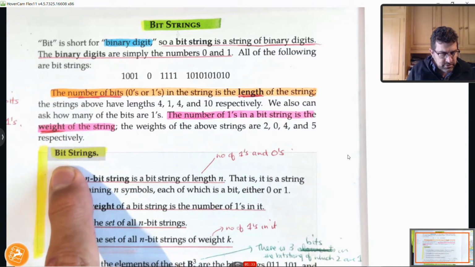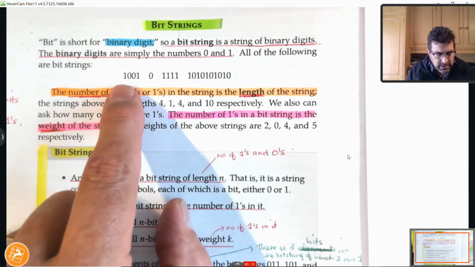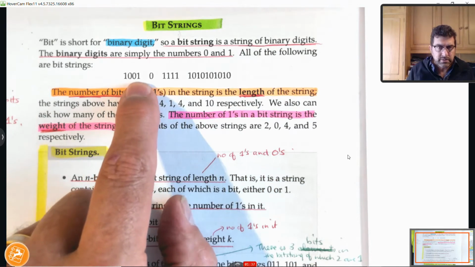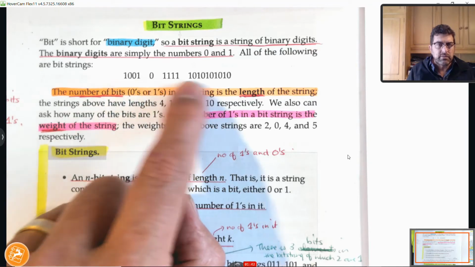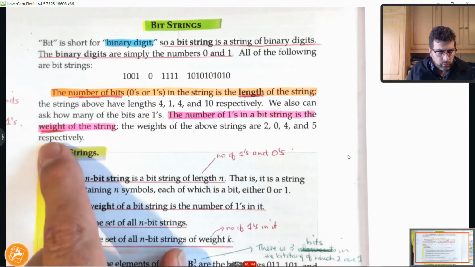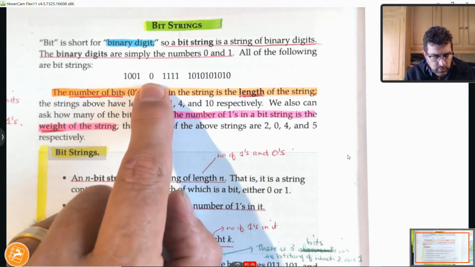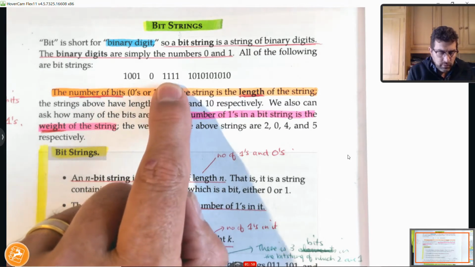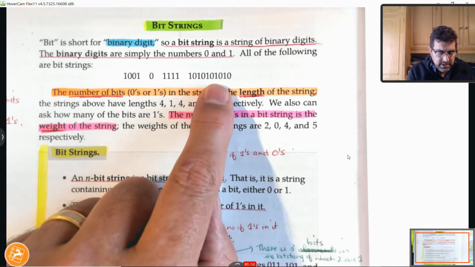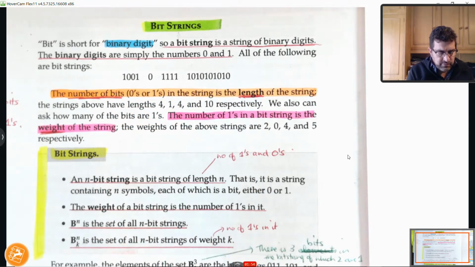What are bit strings all about? The length is the number of zeros and ones that are strung together. So length 4, length 1, length 4, length 10. The weight here is 2. The weight there is 0, there is no 1. The weight there is 4. And the weight here is 5 because there are 5 ones.